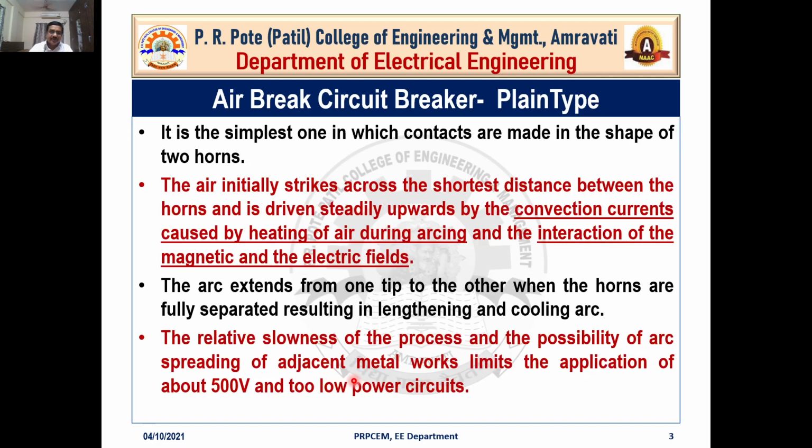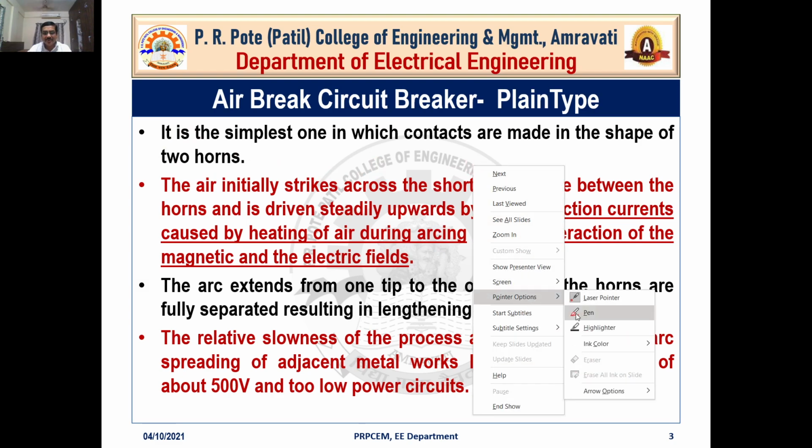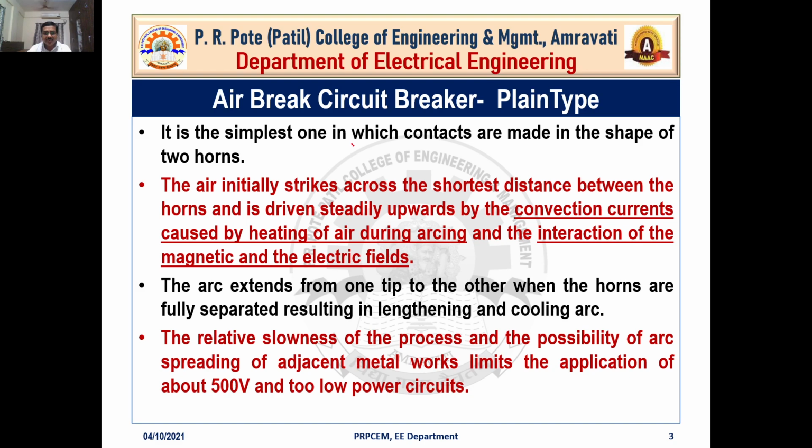So let's discuss one by one what these circuit breakers are and what the applications of these particular circuit breakers are. The plain type circuit breaker is generally the simplest form of the air brake circuit breaker, and we already mentioned in the last lecture how the arc is initiated inside the circuit breaker and how it is elongated in the arc chutes with the help of current convection. Here we have one simple arrangement, that is, we have two horns, which we have shown in the diagram also.